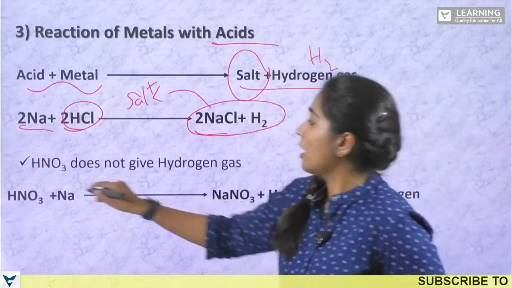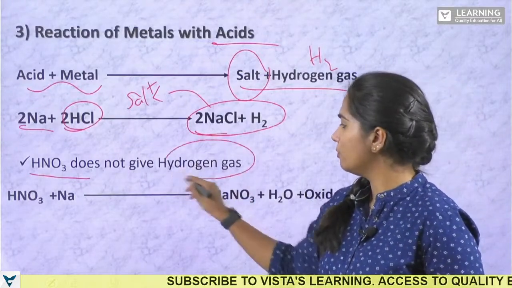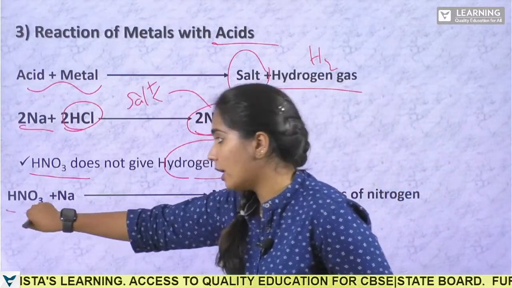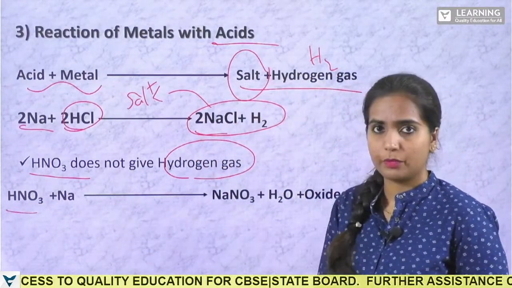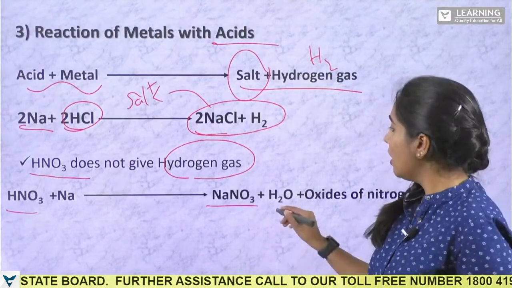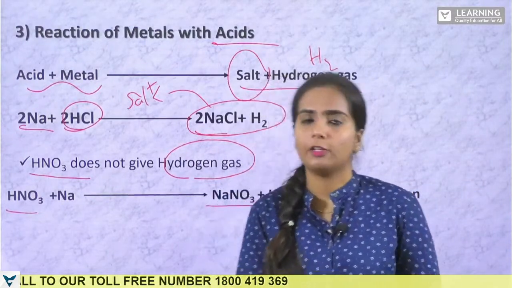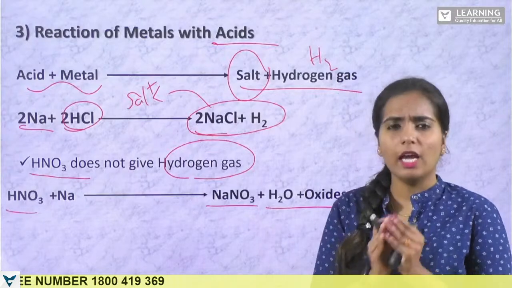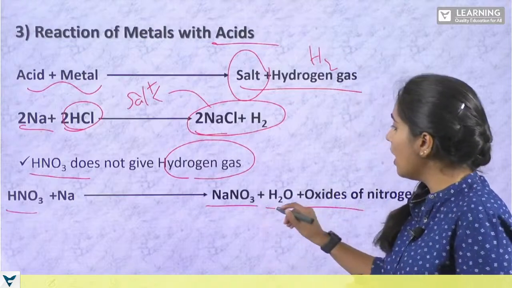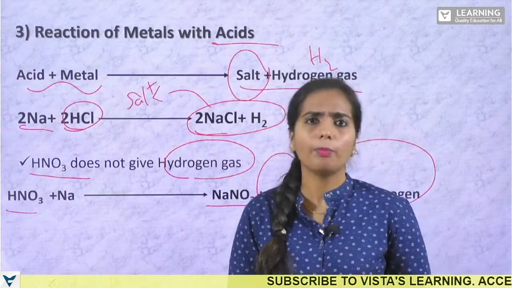Next, HNO3, that is nitric acid, does not give hydrogen gas. How? You can see here, we are treating the acid HNO3 with sodium. What is the formation here? We are getting sodium nitrate, with H2O and also oxides of nitrogen. Here you can see there is no formation of H2 gas, but water and oxides of nitrogen are formed.